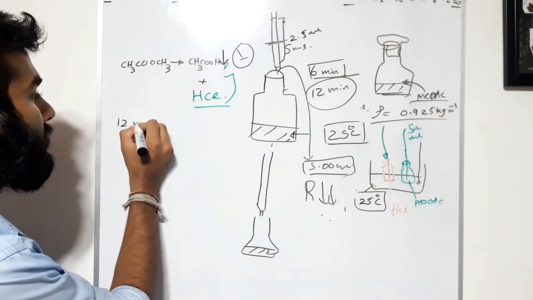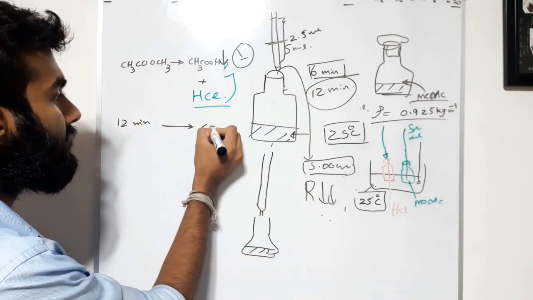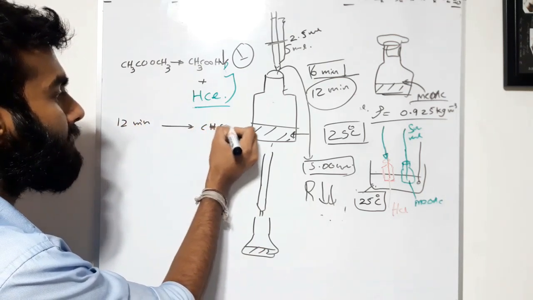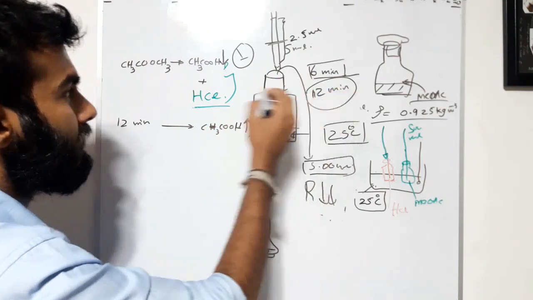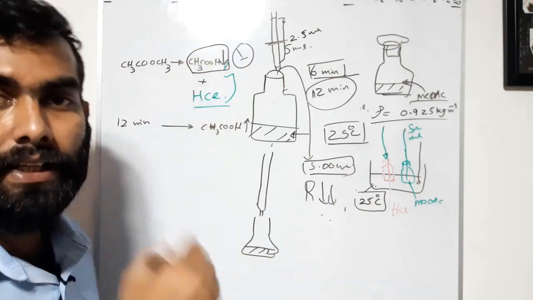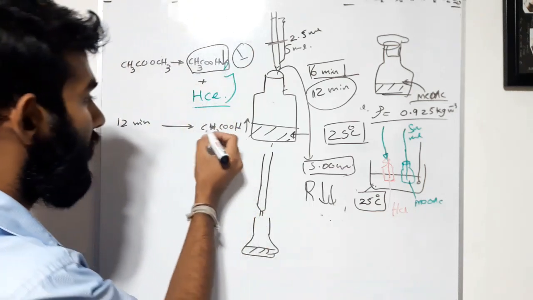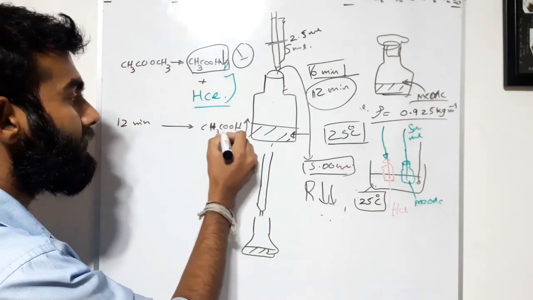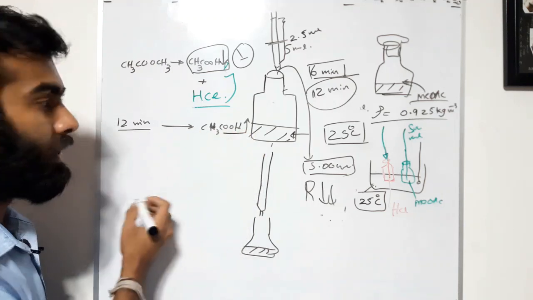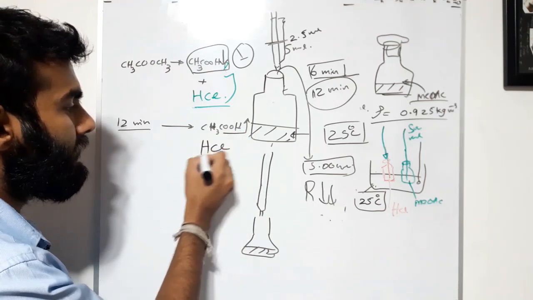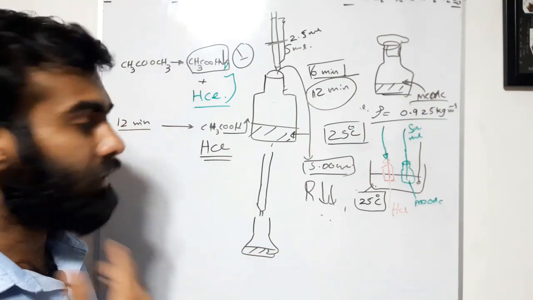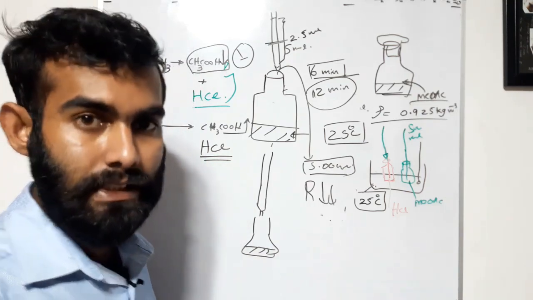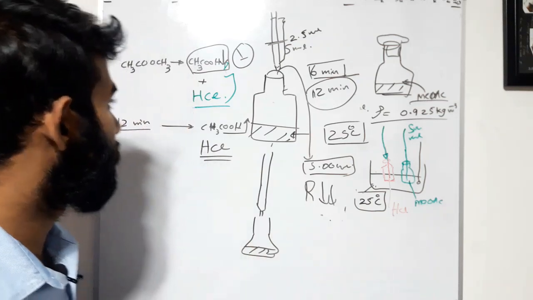However, after 12 minutes what will happen? The acidic concentration will be higher than the first one, because now 12 minutes have gone, so more acetic acid will form. So the acetic acid concentration will be higher after 12 minutes. What about HCl? HCl is normal, it is the same, because it is regenerating, it is a catalyst.